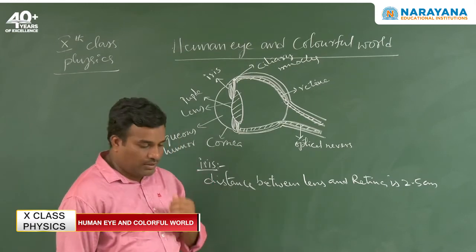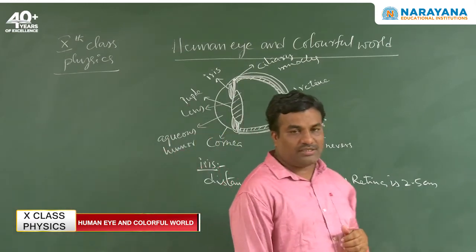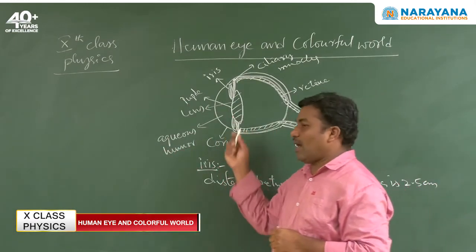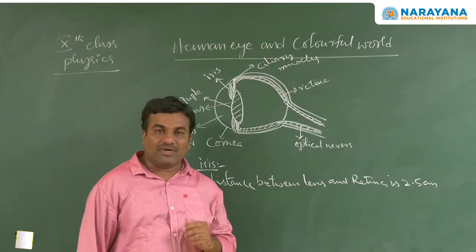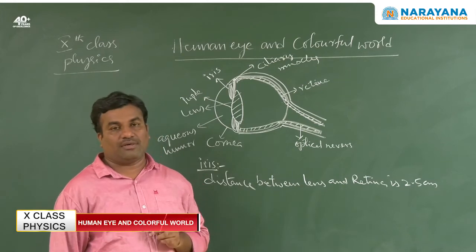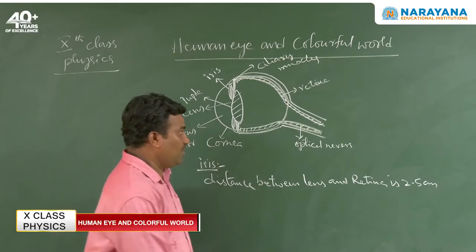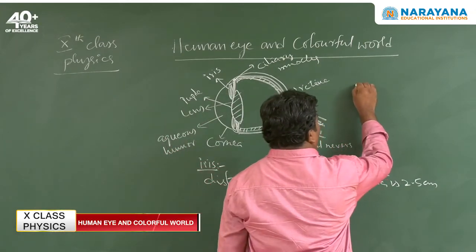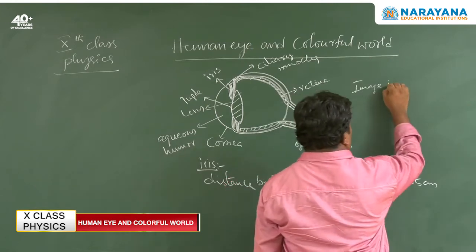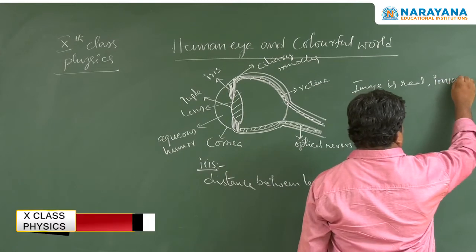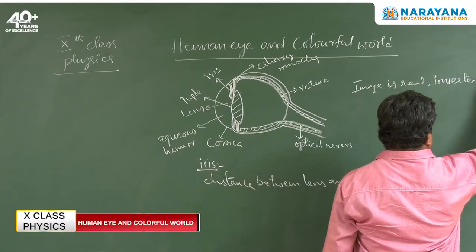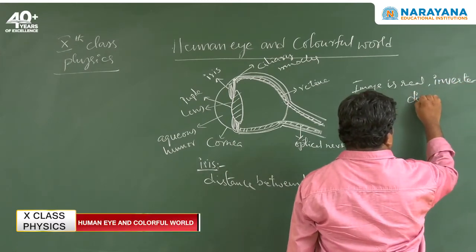Next we discuss the image formed by the eye lens. The eye lens always forms a real, inverted and diminished image. So the image is real, inverted and diminished.